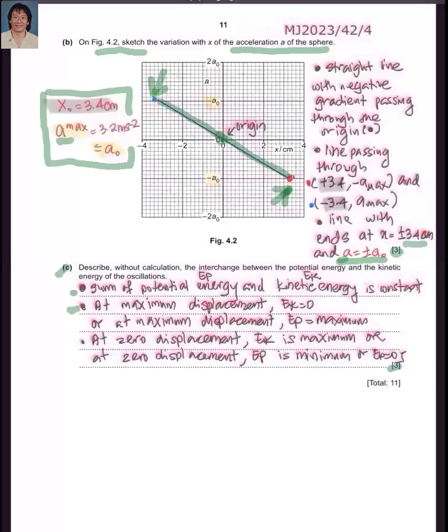Number 2, at maximum displacement, the EK is 0. Meaning at the maximum displacement, the object is stationary since your EK is 0. Or you can say that at maximum displacement, EP is at the maximum. Then the third point is at 0 displacement, your kinetic energy is maximum, meaning the object is moving the fastest. Or you can say at 0 displacement, EP is minimum or EP equals 0 joule. 0 displacement means equilibrium position.